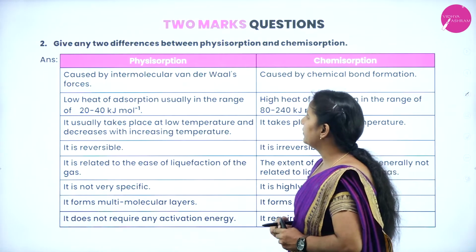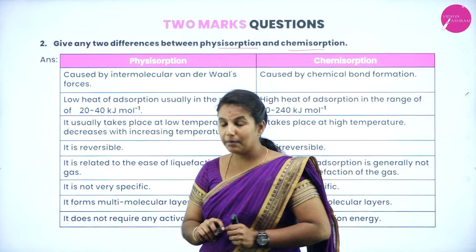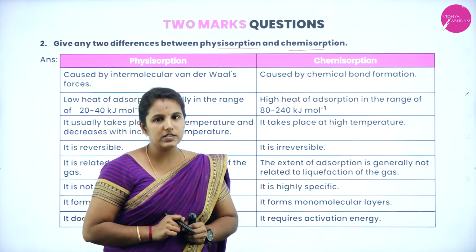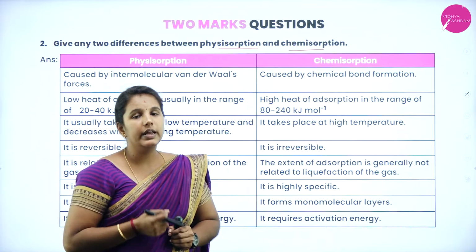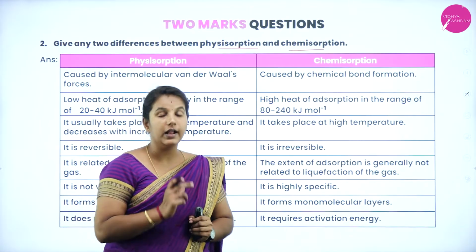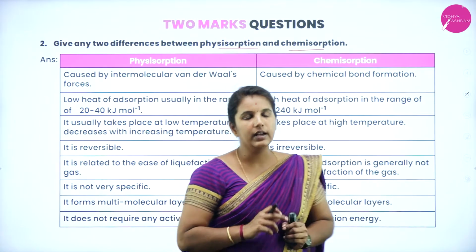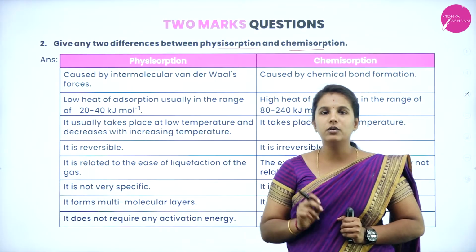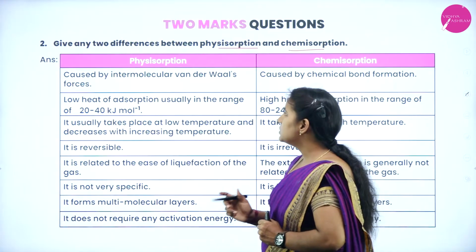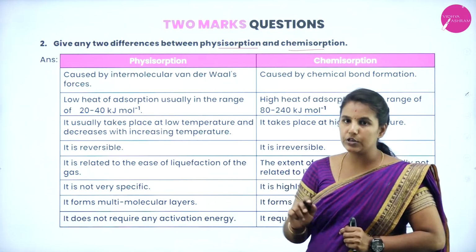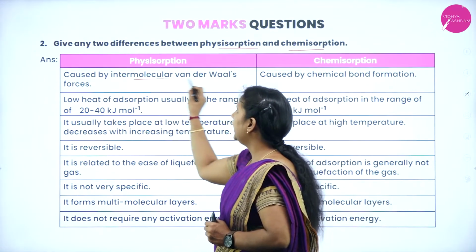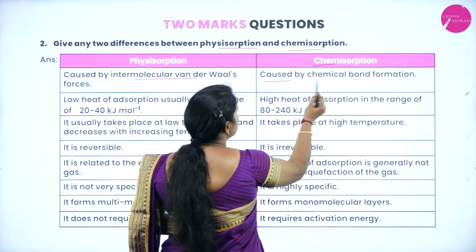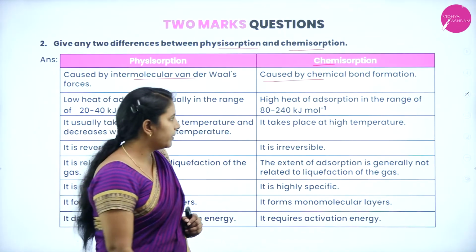Next, give two differences between physisorption and chemisorption. This question can also be asked as: write the differences between physical adsorption and chemical adsorption. If you write any two proper differences, you will get an easy 2 marks. We will see how to write the two proper differences now. We all know that physical adsorption, or physisorption, is caused by intermolecular van der Waals forces of attraction, whereas chemisorption is caused by chemical bond formation.